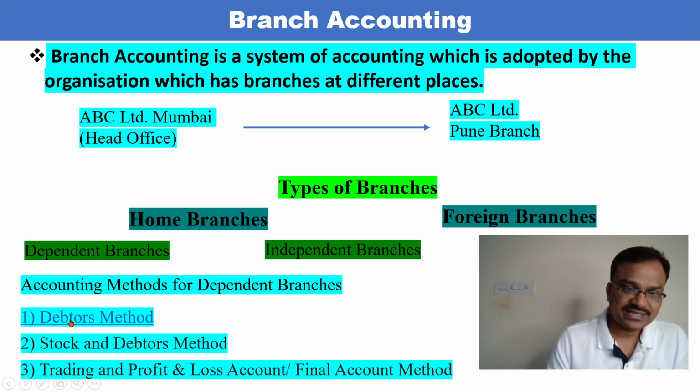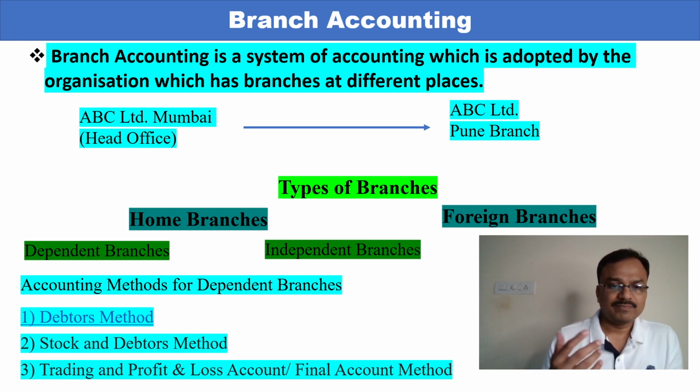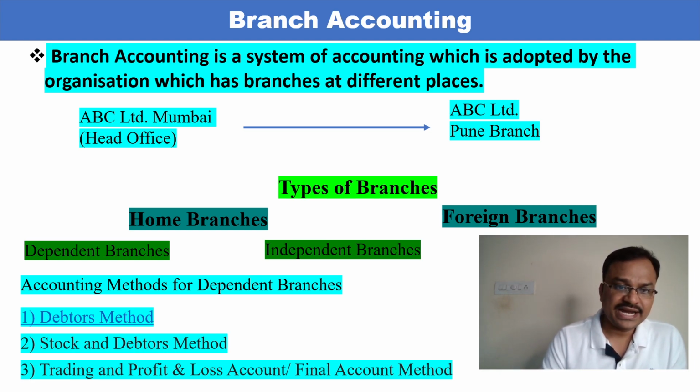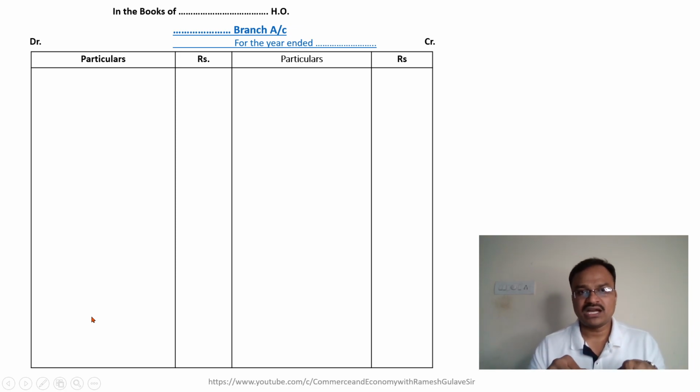But first two methods, debtors method and stock and debtors method, have their own way to record the transactions and record the various items of the branches, right? Now here I would like to show you the specimen format of branch account, which is prepared under the debtors method. Okay, so in this debtors method, we prepare the format of branch account like this. This is the specimen format of branch account.